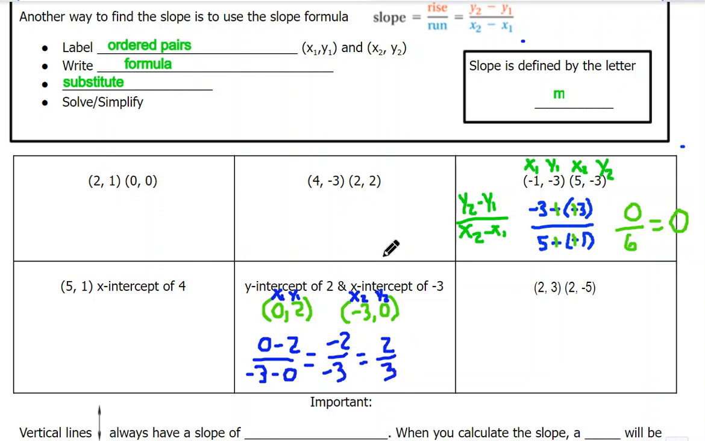All right, there are 1, 2, 3, 4 more to do. What I want you to do is try those 4 on your own. All you have to do is label your points: what's x1, what's y1, what's x2, what's y2, and plug it into our formula, y2 minus y1 over x2 minus x1. All right, so try those 4 on your own, pause the video, and get it checked by a teacher when you are done.